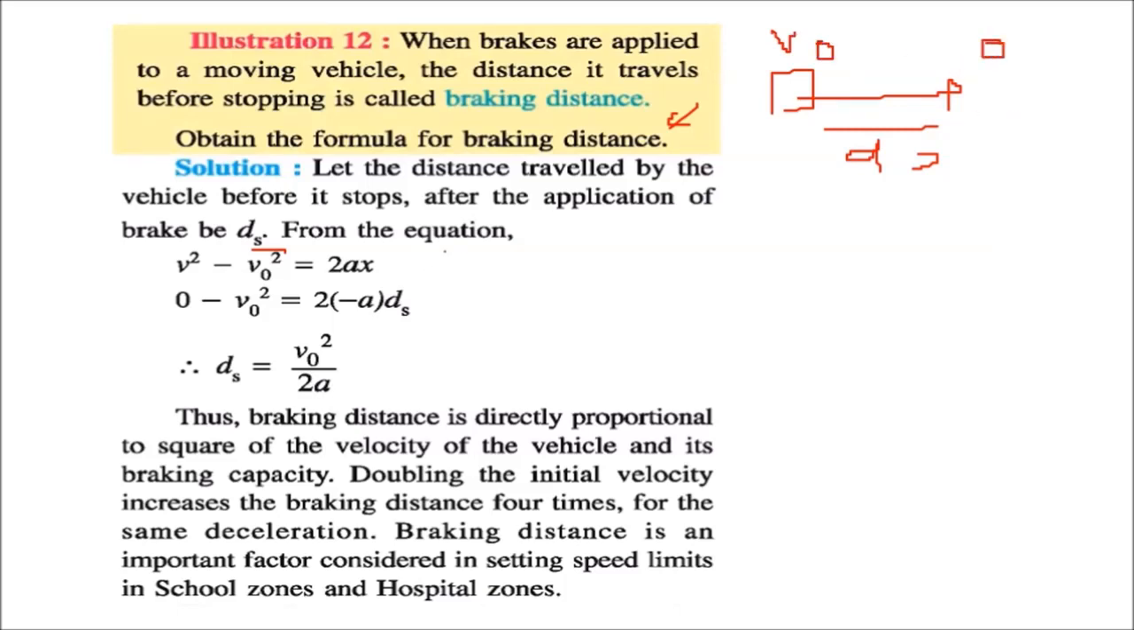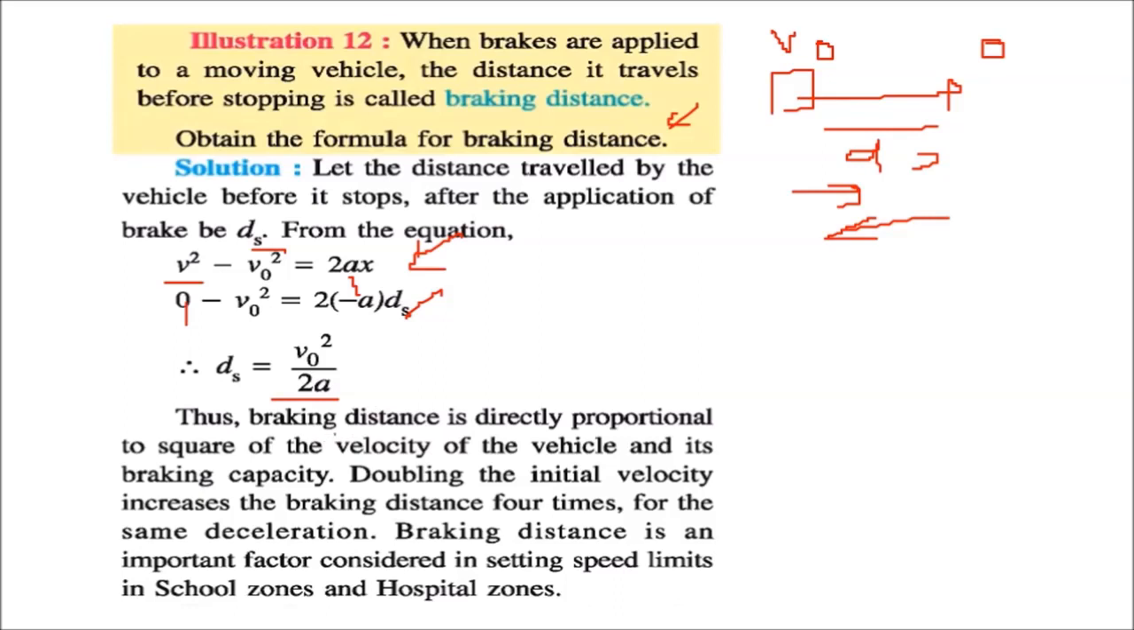So we'll use the equation v square minus v0 square equals 2ax. The final velocity is 0 because it is going to stop, and because acceleration is deceleration, acting in the opposite direction, we take a as minus a. When we rearrange this, we get ds equal to v0 square by 2a.